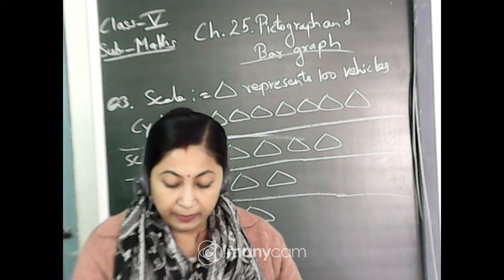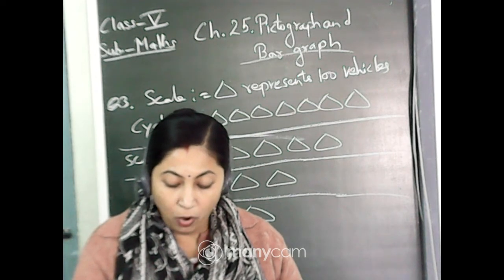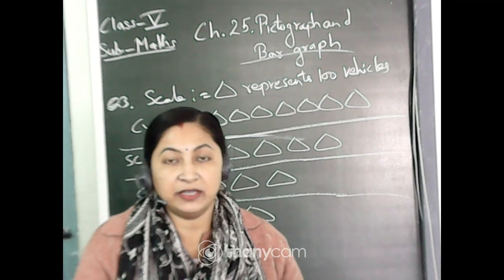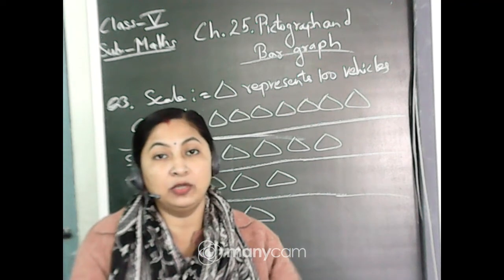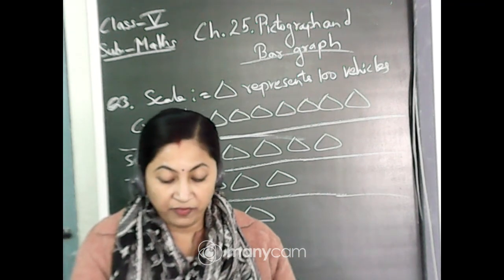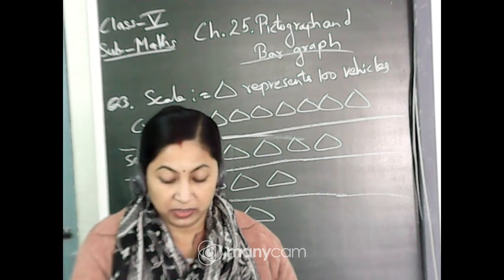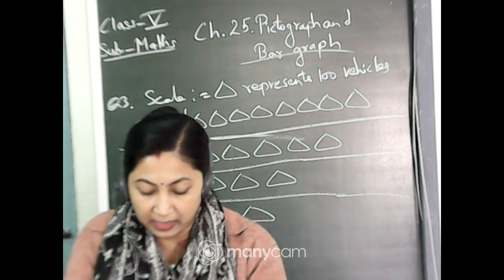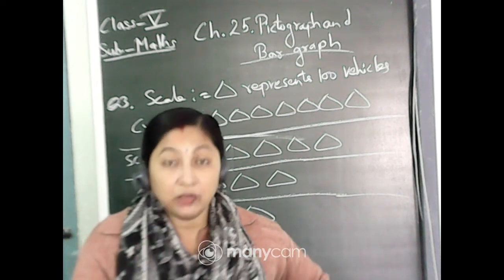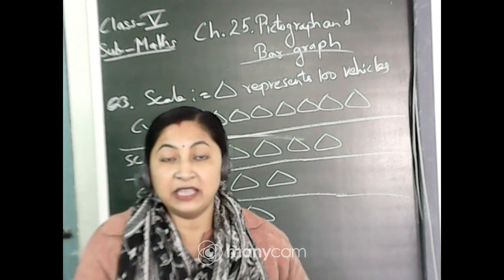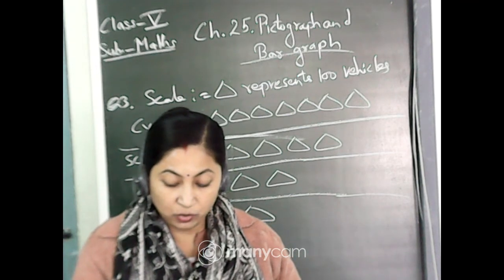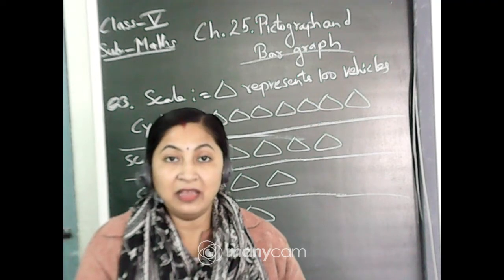Now number D: how many students in all are there in the school? So in all, how many students are there? What you will do, first of all, you will count the total number of pictures on foot, on bicycle, by car and by bus. Quickly count all the pictures. It is 1, 2, 3, 4, 5, 6, 7, 8, 9, 10 and 11. Total pictures given are 11. That means 11 will be multiplied by 100. So it is 1100. So total number of students in the school are 1100.